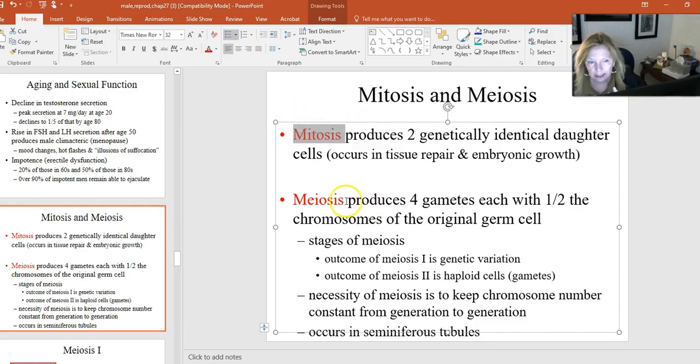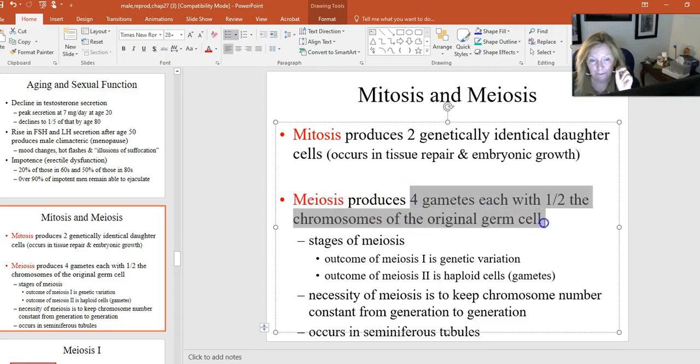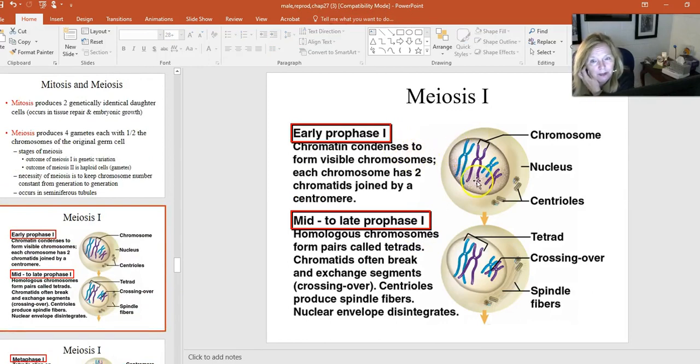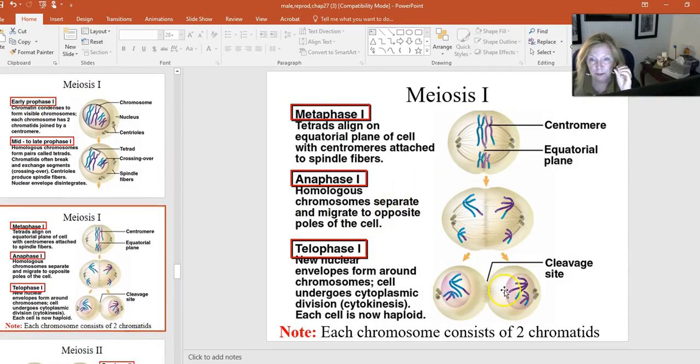In the testes, you start with one cell, you go through two divisions, and you end with 4 gametes that have half the number of chromosomes. I'm going to show you this here. In this picture, it's important to understand that you're seeing pairs of chromosomes. In this male, there are actually 23 of these pairs. There's not just 2 pairs in a male. There's 23 of these pairs because there's 46 total chromosomes. In the first division, those numbers are going to be cut in half.